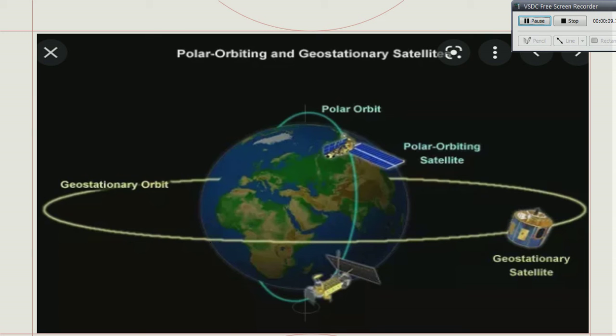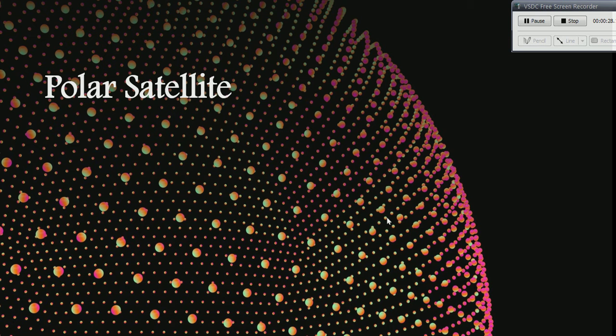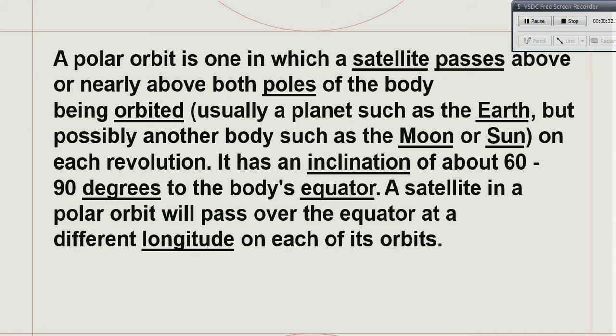That is, we are discussing polar satellite and geostationary satellite. The satellite which is placed in the equatorial plane is called a geostationary satellite, and the satellite which is placed in the polar plane of the earth, that is from north to south, is called a polar satellite. Now let's go through the discussion for polar satellite. What is a polar satellite?